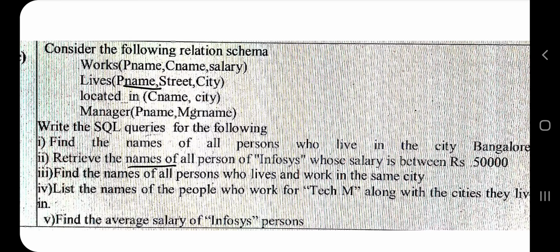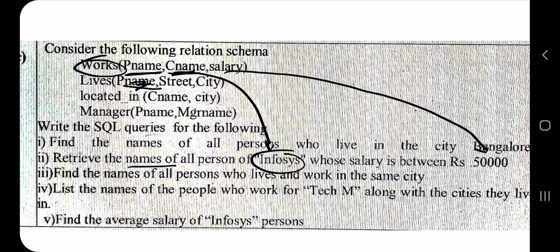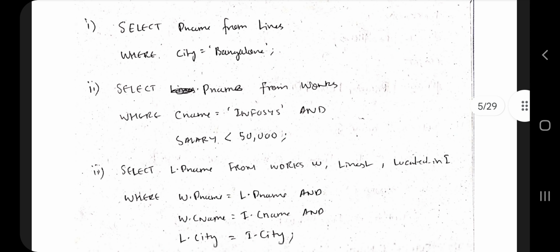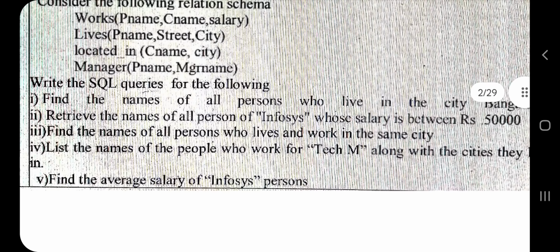Select p name. Oh, sorry, not this one. Select p name from works where c name is equal to Infosys and salary is less than 50,000. That's what I have written here. Select p name from works where c name is equal to Infosys and salary is less than 50,000. Then the third question.